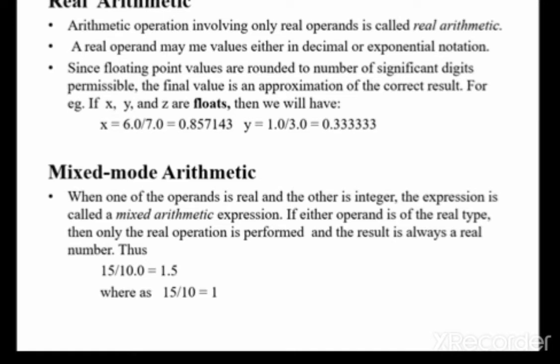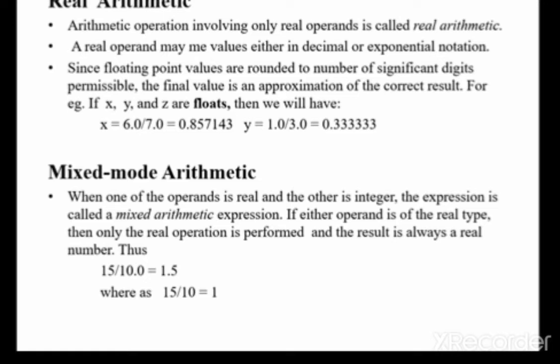Next, real arithmetic. An arithmetic operation involving only real numbers, only floating point numbers, is called real arithmetic. If the arithmetic expression contains only real numbers or floating point values, it is called real arithmetic.